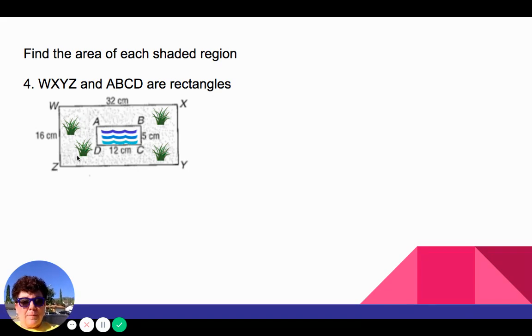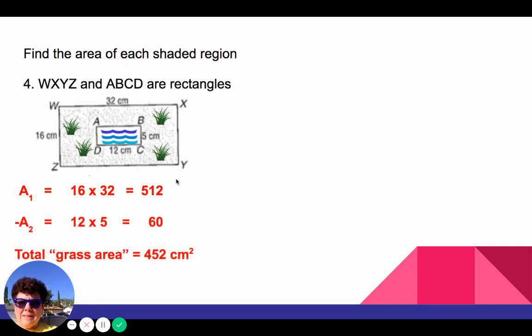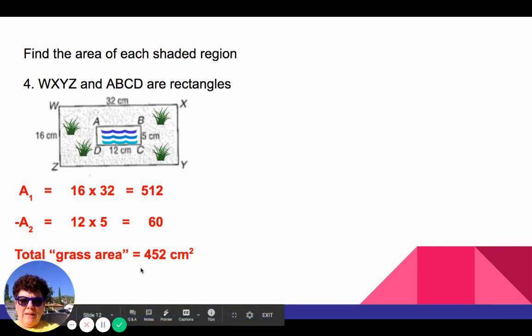So see, there are some practical applications of some of this stuff. Here we have a backyard. We're going to find the area of grass that we need. First, we find the whole area, 16 times 32, because it's just base times height. And we get the whole area is 512. But then we'll subtract the swimming pool area. Make sense? 12 times 5. So we're going to subtract 60 from the whole area, and the actual grass that we need is 452 centimeters squared. So that's not a very big backyard, is it?